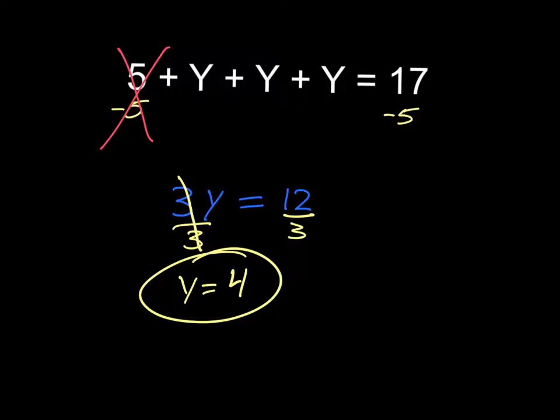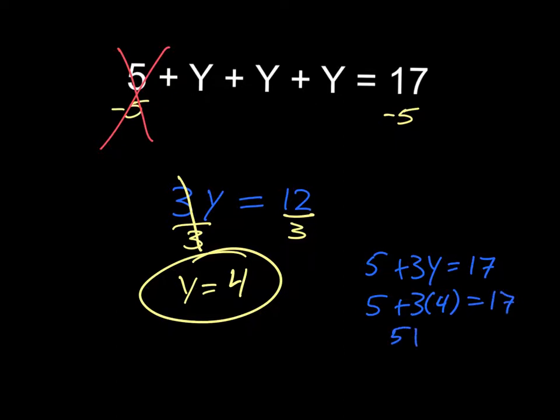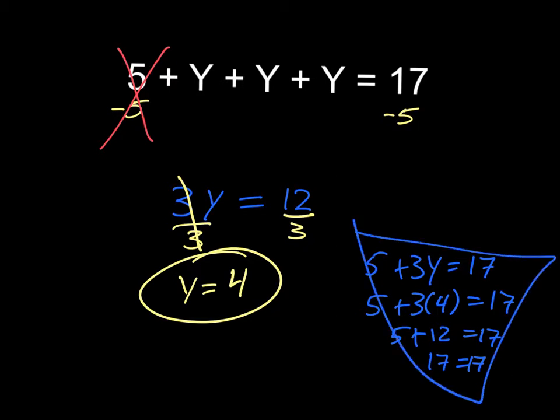Okay, and then quickly check your work. 5 plus 3 times y is 17. 5 plus 3 times 4 is 17. 5 plus 12 is 17, which gives us 17. And notice I have that upside down triangle that we've talked about in class. And there you go.